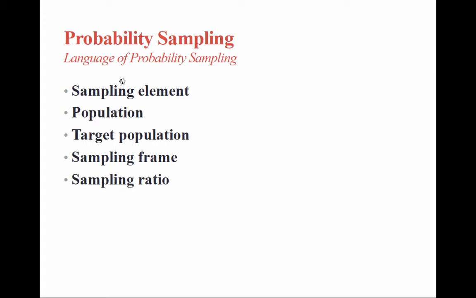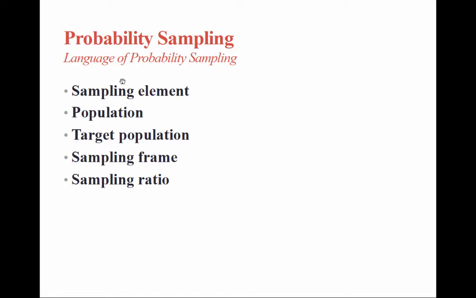Now, in probability sampling here, the sampling element is the name that I give to the case that I'm looking at. It's the thing that I am looking at. What is it that I'm trying to study? Now, those sampling elements are taken from my population. That's all my cases that exist. And on page 246, there's actually a pretty good list of the ways to think about population.